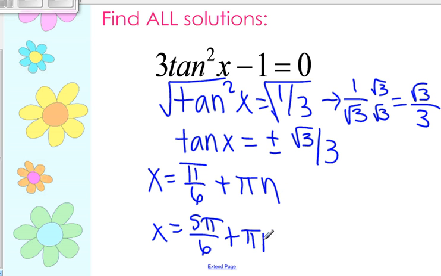Now we do not need to add the other two because when you add pi to pi over 6, you get 7 pi over 6, okay, which is what the value is in the third quadrant. And if you add pi to 5 pi over 6, you get 11 pi over 6, which is what it is in the fourth quadrant. So we do not have to use all 4 values here because we cover it with the addition of pi n here. So please keep that in mind, okay?